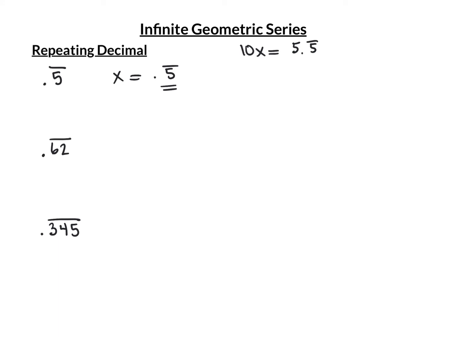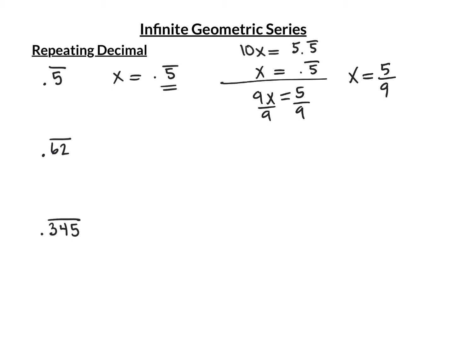Then you can write that other equation below, x equals 0.5 repeating, and subtract them. The repeating parts drop off, and I get 9x equals 5. And if I divide by 9, I can see that x equals 5/9. If you plug 5/9 in the calculator, 5 divided by 9, you'll see it's 0.555555 onto infinity.